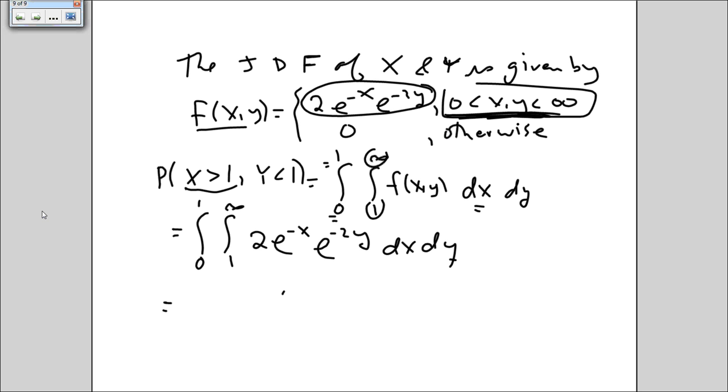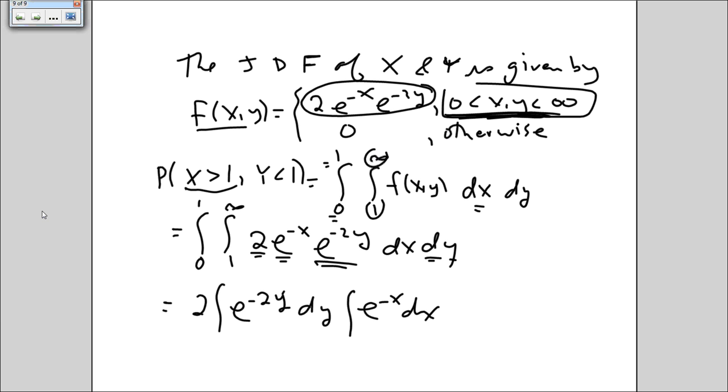Okay, I think we should rewrite this. The 2 can come all the way in front. And then anything that has y's, like this piece, that factor, and that factor, they can come in front, times the integral of e to the negative x times dx. And x goes from 1 to infinity, y from 0 to 1. So it's 2 times the integral of e to the negative.